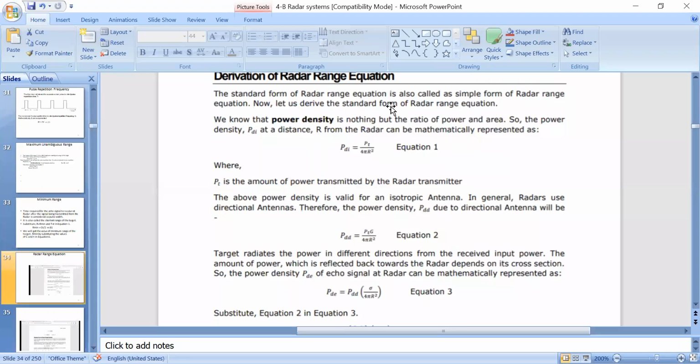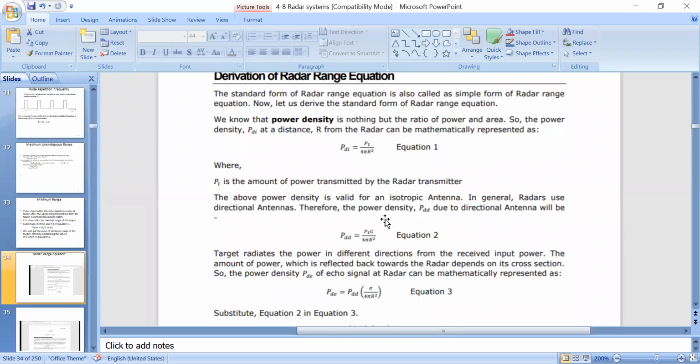Initially, in order to derive the radar range equation, we are considering an isotropic source, or isotropic radiator, and its power density, denoted PDI, the power density due to an isotropic radiator. The formula for power density is power transmitted divided by area. PT is the total power transmitted by the radar transmitting antenna, and the area formula is 4 pi r squared. This is the first assumption and this is called equation 1.